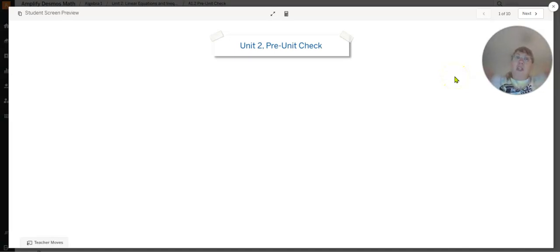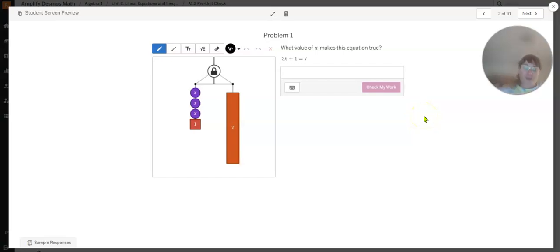Hello everyone and welcome to Unit 2. We are going to be looking at linear equations and inequality, and this is the pre-unit check. So you can push ahead to slide 2.